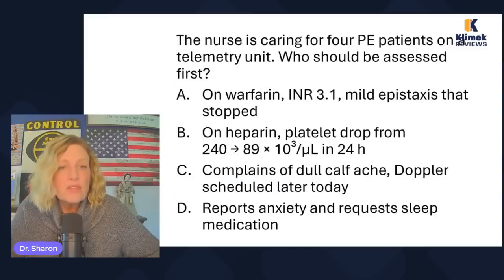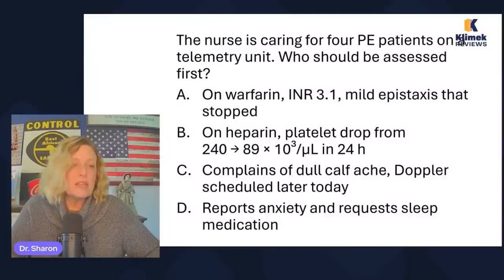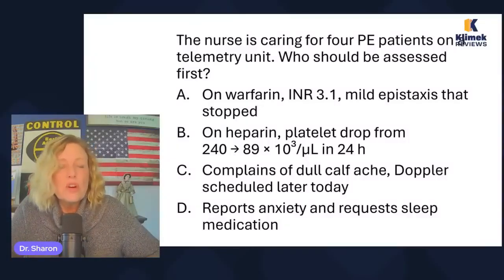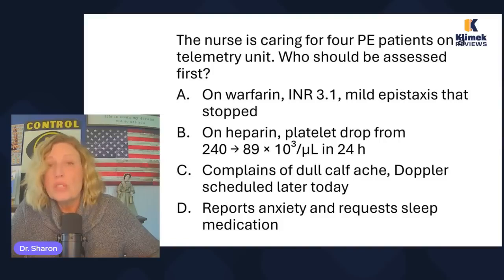The nurse is caring for 4 PE patients on a telemetry unit. Who should be assessed first? On warfarin, INR 3.1, mild bleeding that stopped. On heparin, platelet drop from 240 to 89. Complains of dull calf ache, Doppler scheduled later today. Reports anxiety and requests sleep medication. So it says who would be assessed first. Really what it's saying is who has the most unexpected findings or who is most unstable.